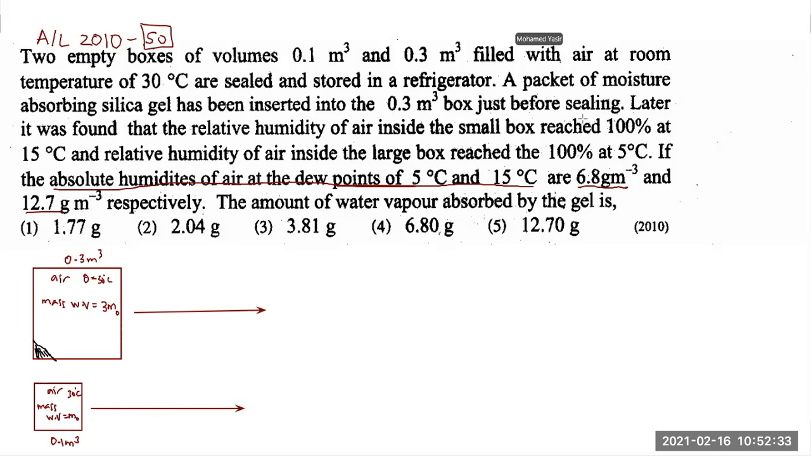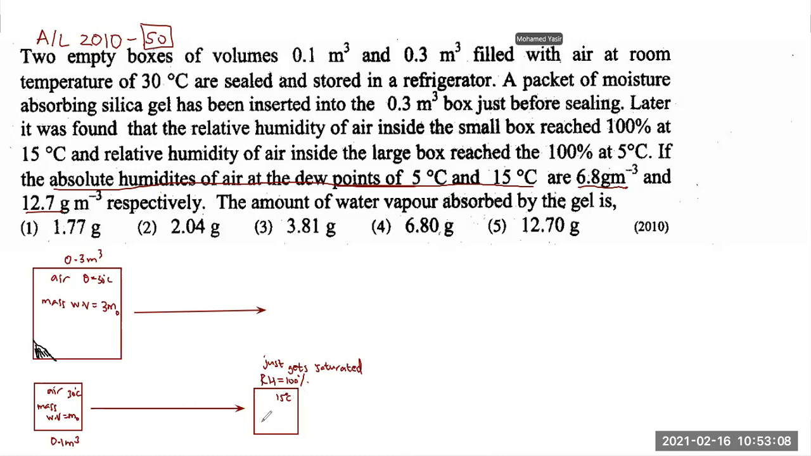The relative humidity becomes 100 inside the small box at 15 degrees Celsius. So here, the relative humidity is becoming 100 when the temperature is 15 degrees Celsius. What is the meaning of that, guys? Relative humidity becoming 100 means that it has just got saturated. Relative humidity is 100, it has just got saturated, and the temperature is 15 degrees Celsius now.